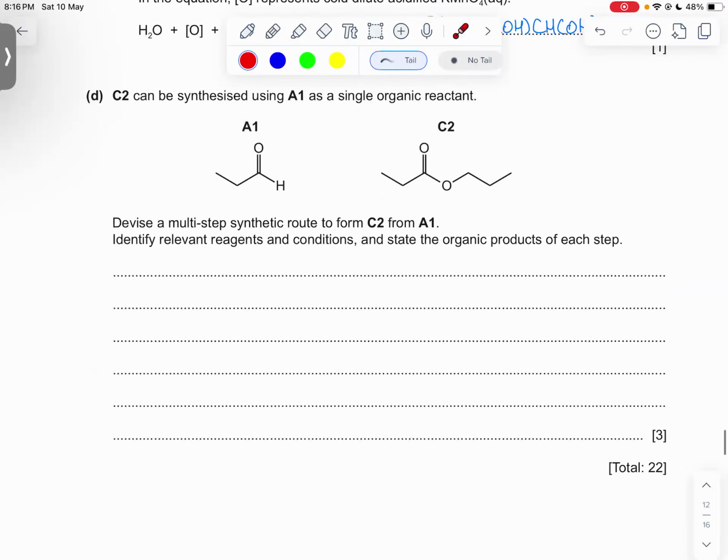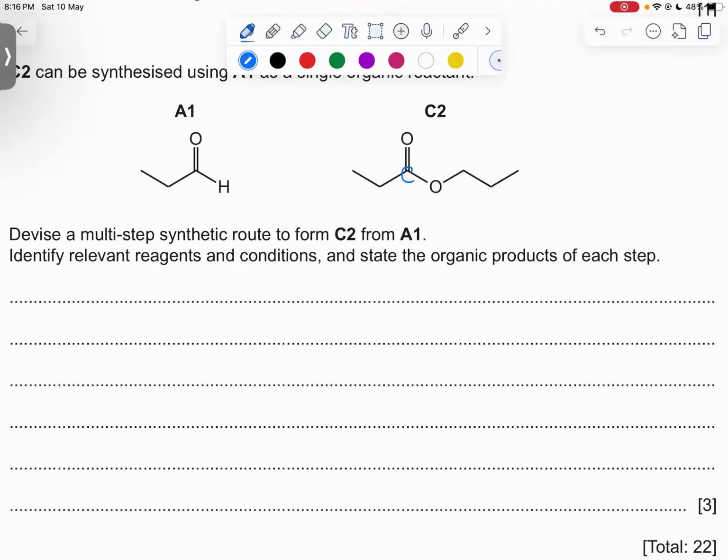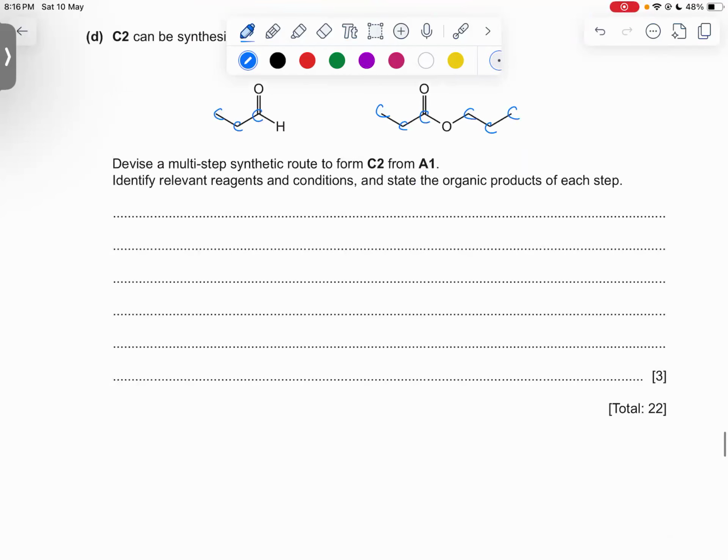Next question. C2 can be synthesized using A1 as a single organic reactant. So we are saying that A1 can form C2. All right, how? First of all, we have to understand what C2 is. C2 is made up of a 3 carbon carboxylic acid and a 3 carbon alcohol, and A1 is a 3 carbon aldehyde. Okay, devise a multi-step synthetic route to form C2 from A1.